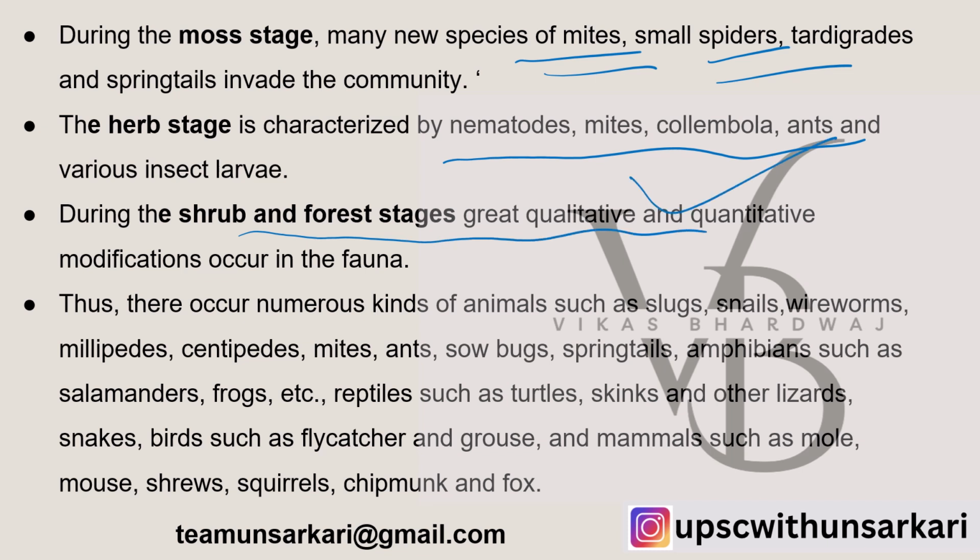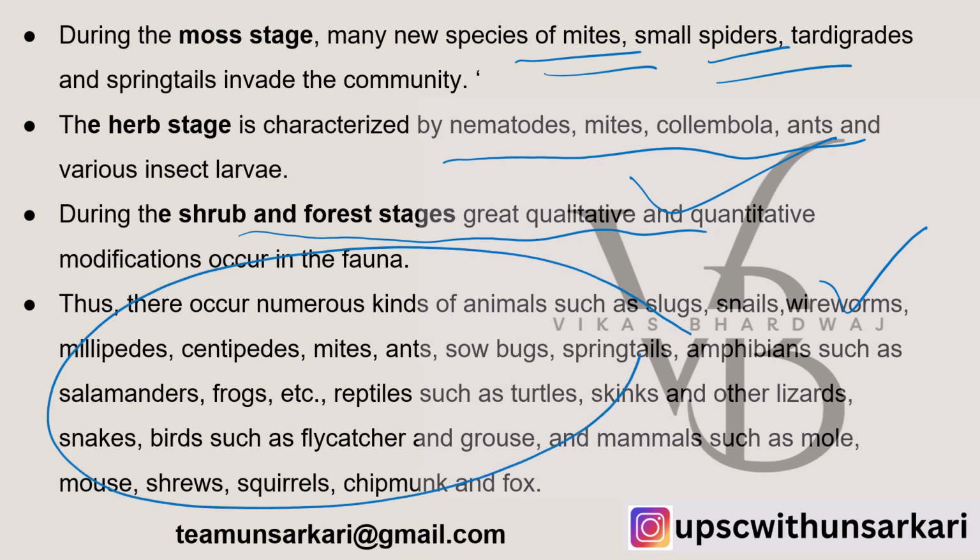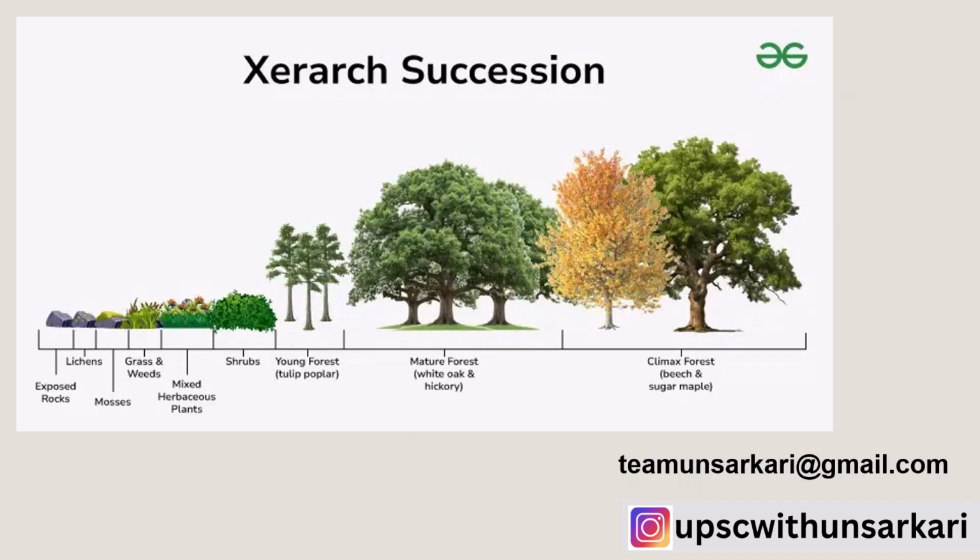Qualitative and quantitative modification is occurring in the flora and in the fauna. Thus, there occur numerous kinds of animals such as slugs, snails, wireworms, millipedes, centipedes, mites, ants, and sowbugs. You have to see from the examination perspective what must not be there. Okay, from the very small, I have already tried to bring here reptiles, turtles, lizards, snakes, birds, flycatchers, grouse, and mammals such as mole, mouse, shrews, squirrels, chipmunk, and fox. So just try to see what is not possible, and then your whole concept will be very much clear.